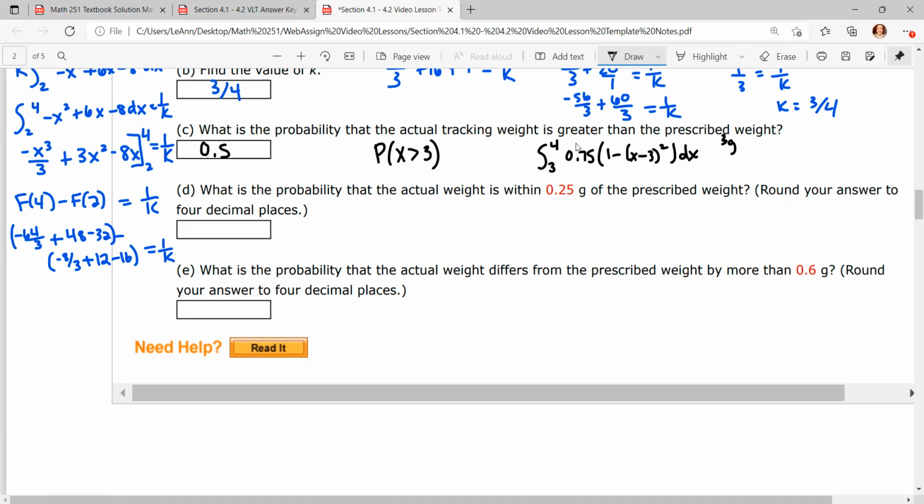Now, for this one, this is worded a little differently, and we are going to have to do some calculations. So it says, what is the probability that the actual weight is within 0.25 grams of the prescribed? So that can go in either direction. That could be 3 minus 0.25, or it could be 3 plus 0.25. So our probability question that we're asking is if we are going from 2.75 to 3.25.